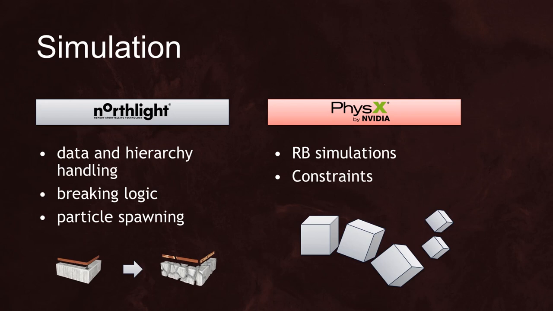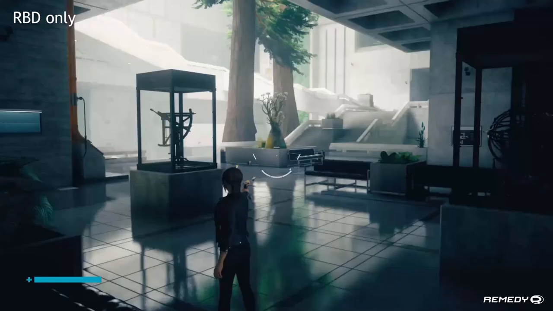Now, on the actual simulation side, everything's fun in NorthLight. So the data and hierarchy handling, all that processing of the data that comes in, the breaking logic, the particle spawning, and all that auxiliary stuff around is all handled in-house in proprietary code. The actual physics sim itself is physics, RB simulations and constraints. That's the backbone of the actual physics simulation. And then they basically both talk to get the data back and forth how we need it.